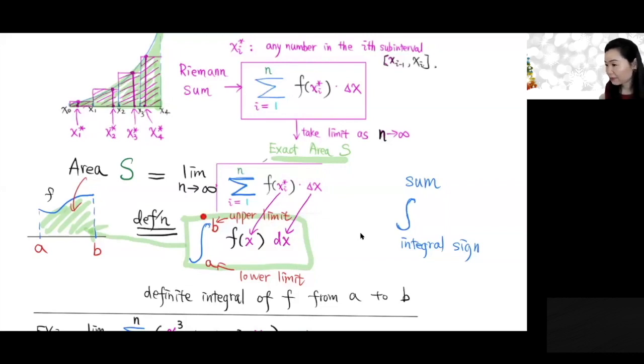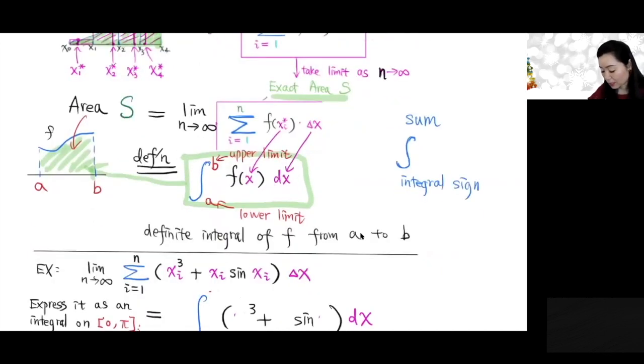So if you try to visualize this integral, you can picture that as this area under the curve. You can try it that way. So this is the integral sign. It's the limit of this Riemann sum. So the integral is the limit of this Riemann sum.